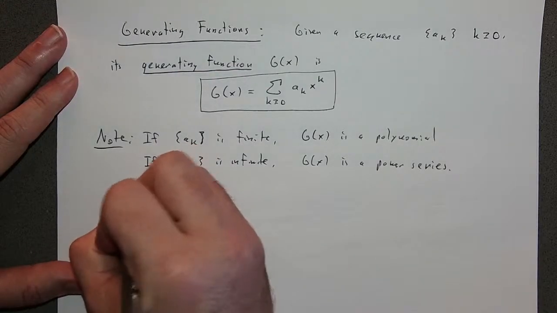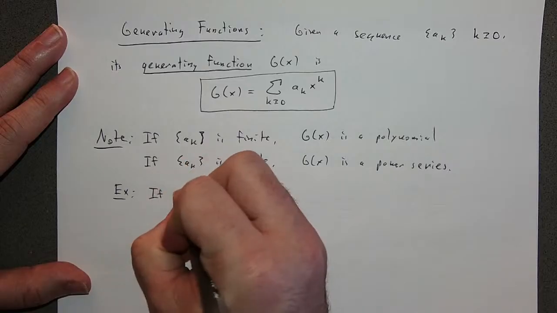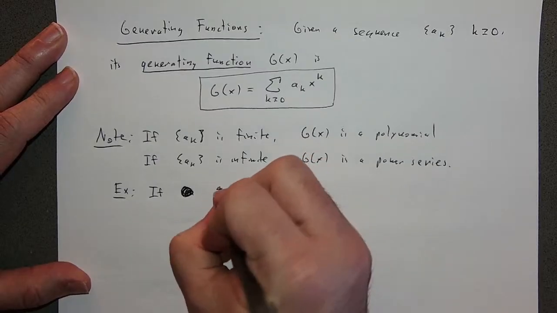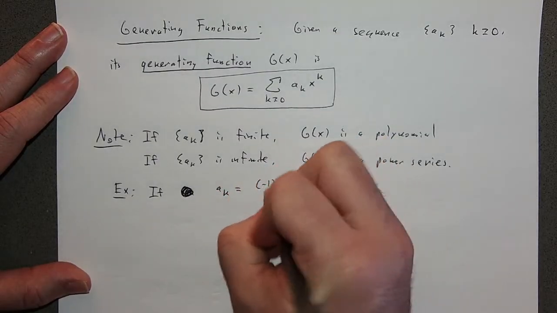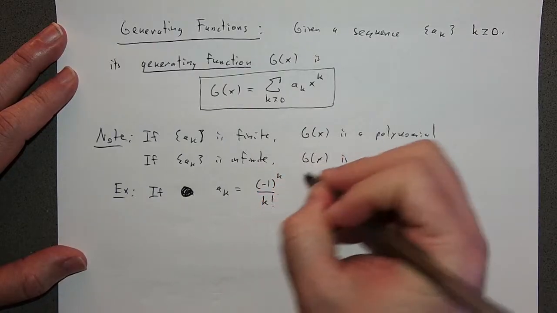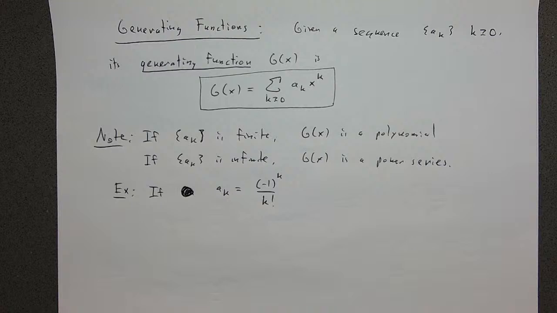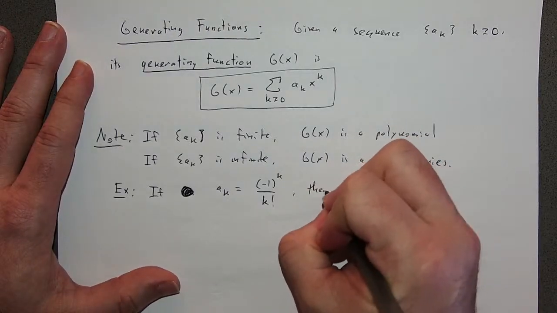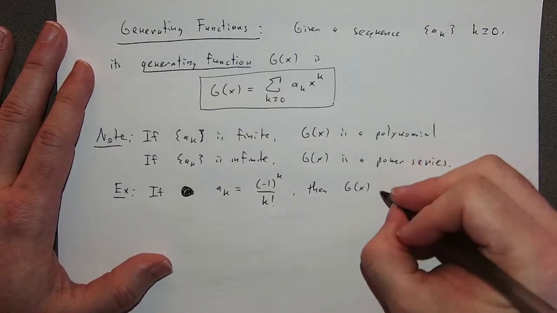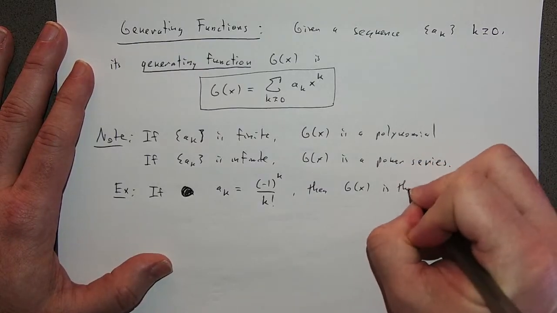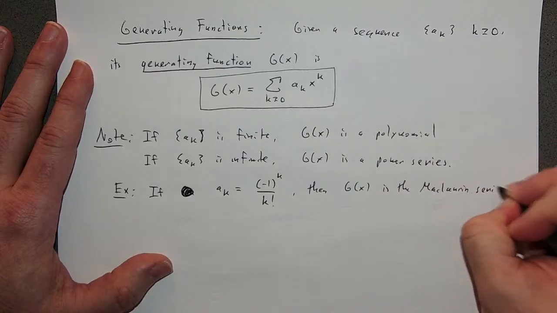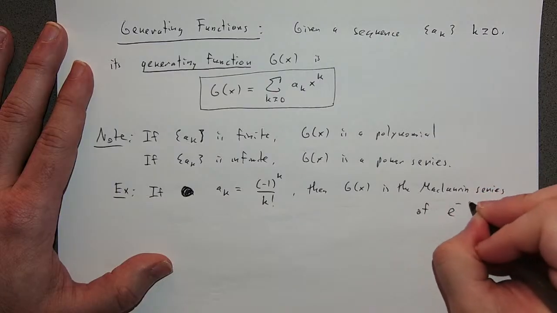So examples, real quick. If we say a sub k is minus 1 to the k over k factorial, then g of x is the Maclaurin series, that is centered around 0, of e to the minus x.